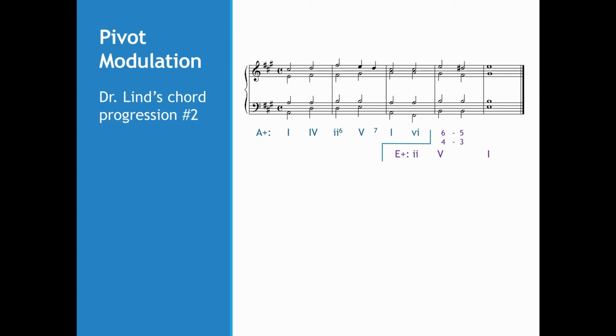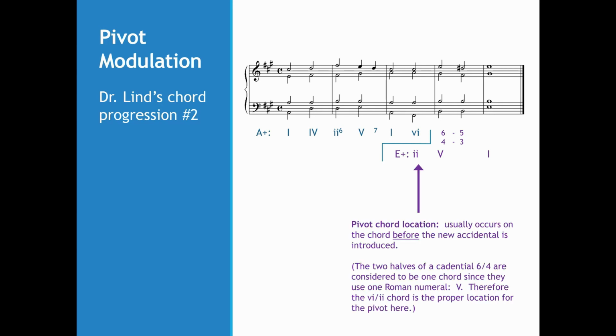In this particular case, we go through a complete TSDT first before moving on to our modulation content. One of the things I want to talk about in this example is where exactly we place the pivot chord. The pivot chord location usually occurs on the chord before the new accidental is introduced. We can see that the D sharp, the added accidental, happens in our 5 chord, which means it's the chord before that where we're going to want to put the pivot.